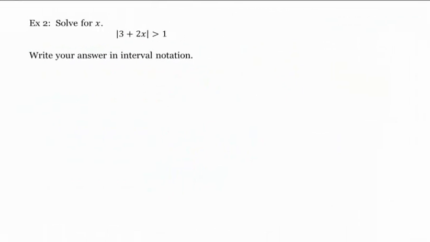Let's solve this inequality and again put our answer in interval notation. Now the difference here is that we have greater than rather than less than, like the last example. Now if the absolute value is greater than 1, then what's inside the absolute value is either larger than 1 or smaller than -1. In other words, we're going to use the following fact to help us solve this problem. That the absolute value of y greater than a means that y is greater than a or y is smaller than -a.